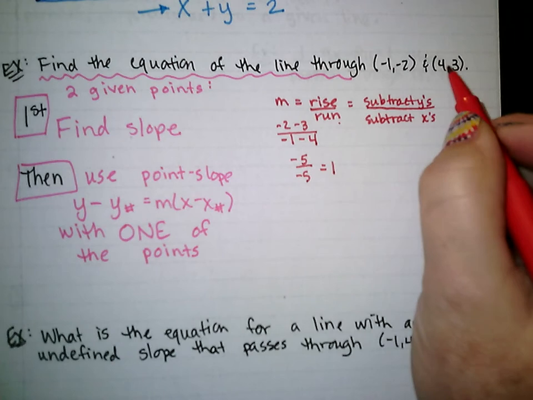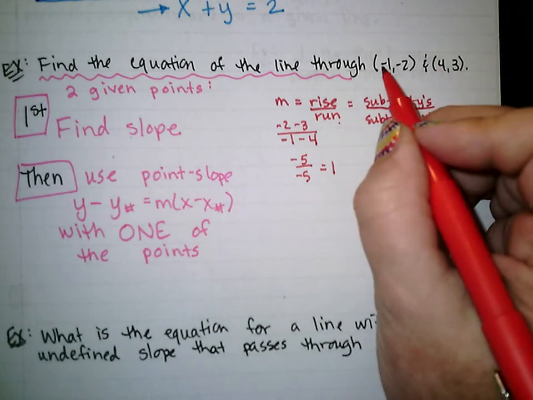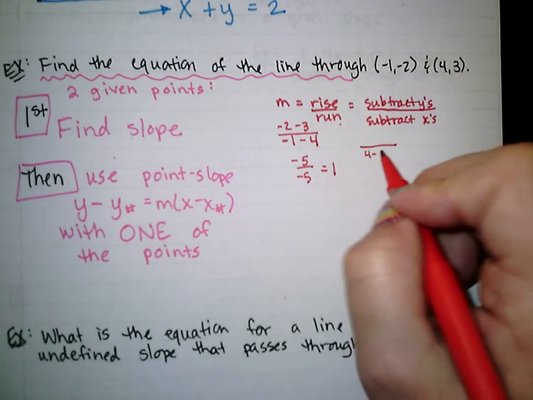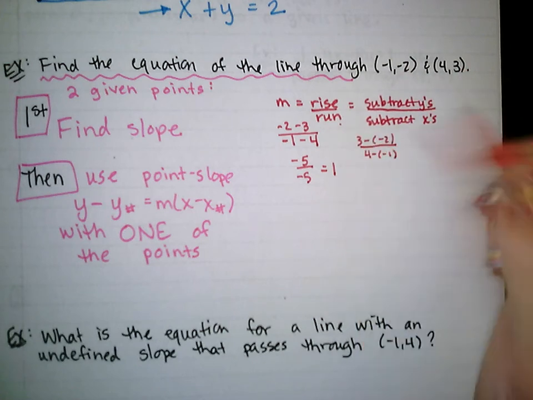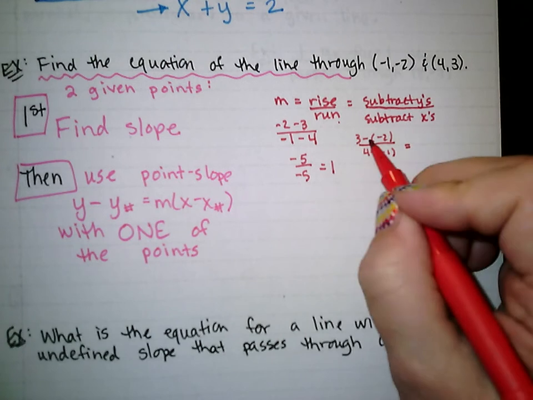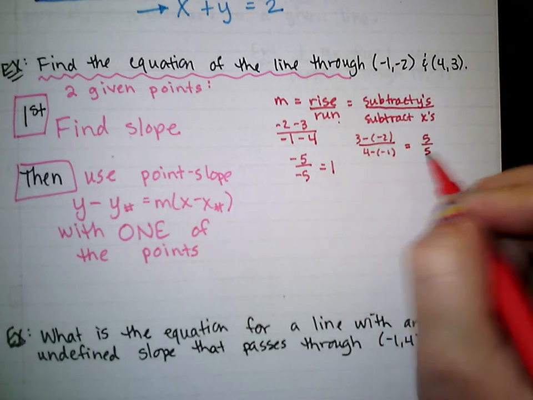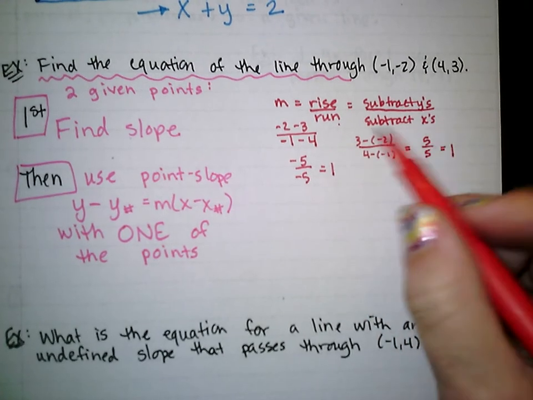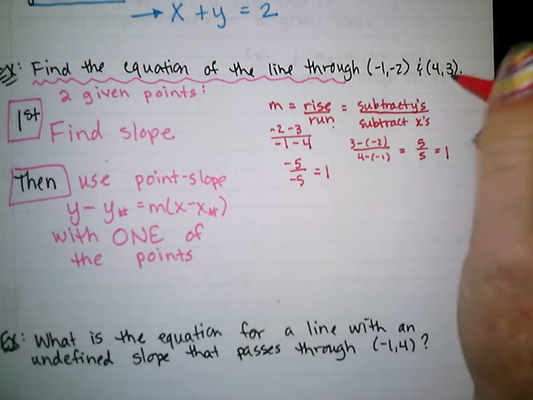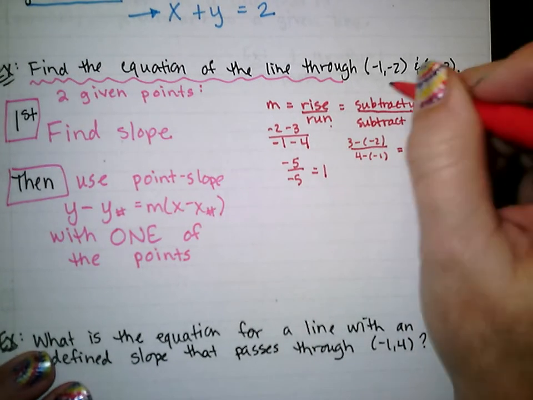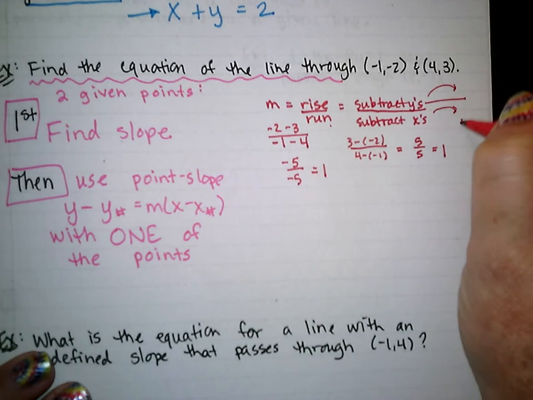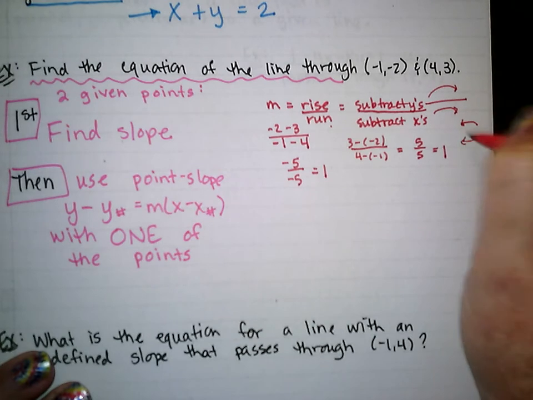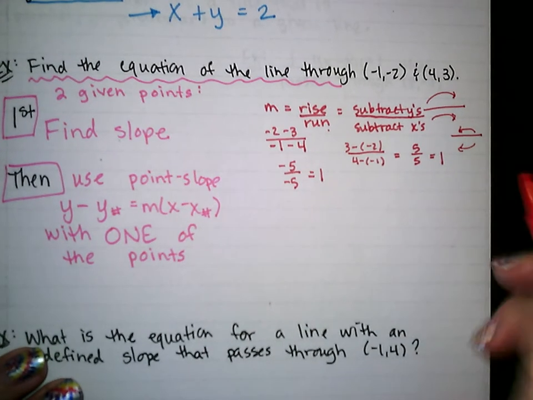But I could also go the other direction. I could do 4 minus -1 and 3 minus -2, which would give me 5 over 5, which is 1. So when you're working with slope, you can either subtract right to left, as long as you subtract right to left in the denominator, or you can subtract left to right, as long as you go left to right in the denominator.